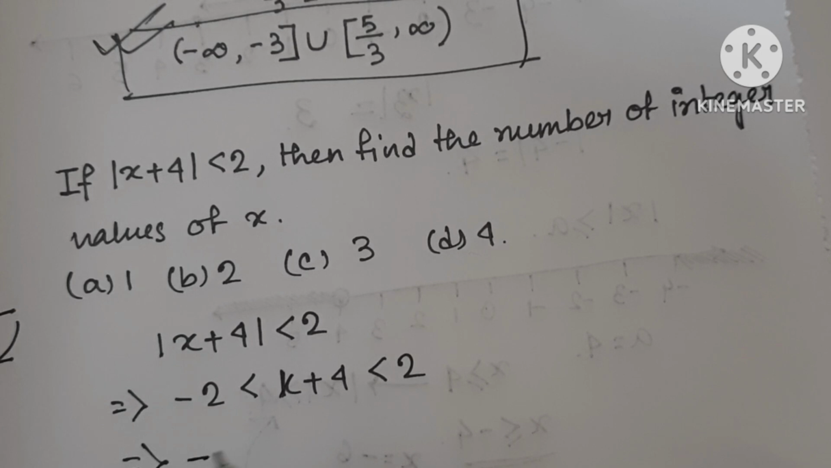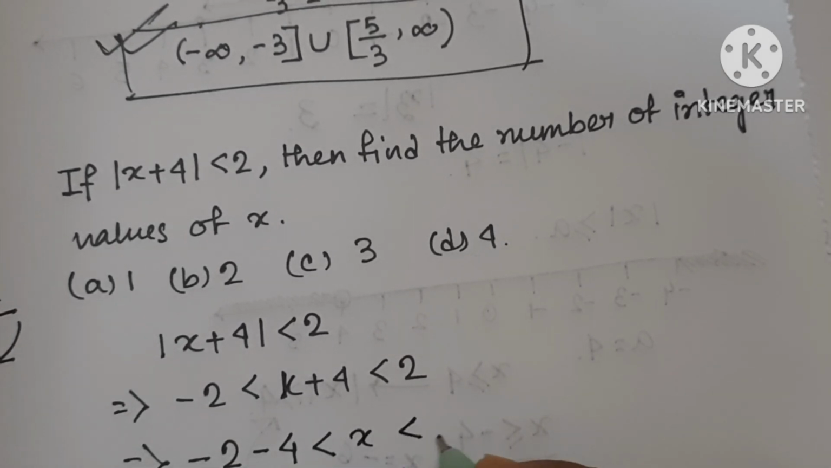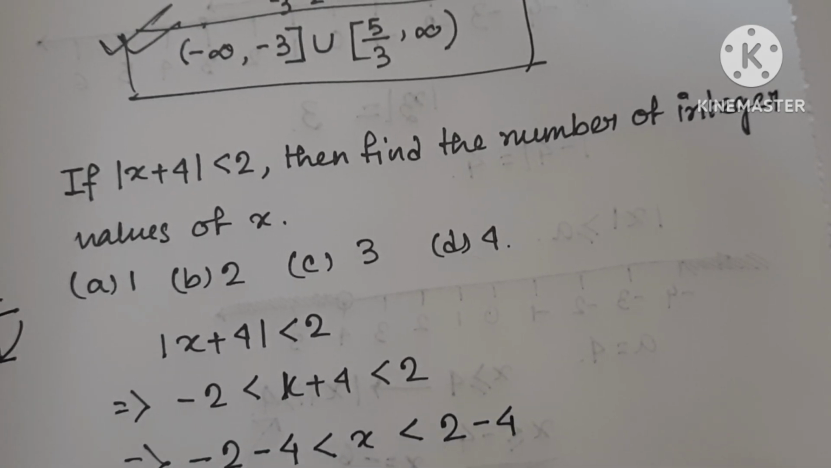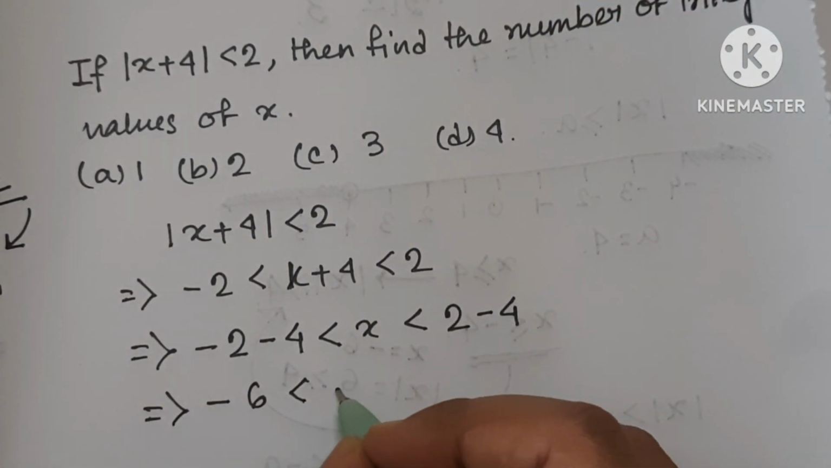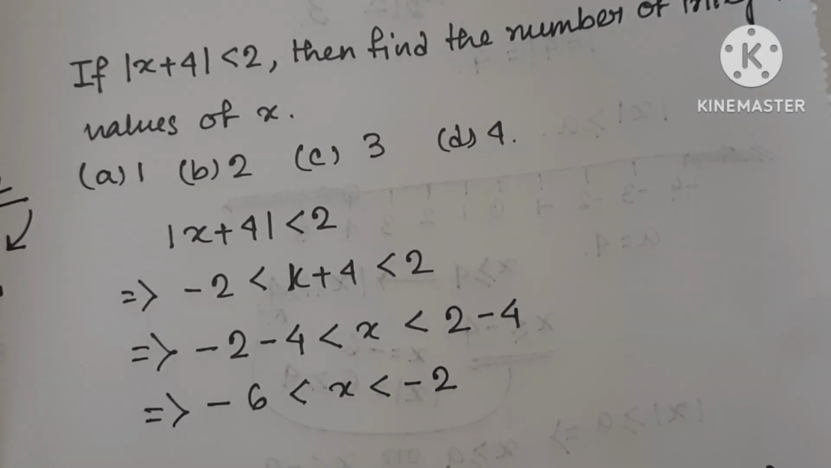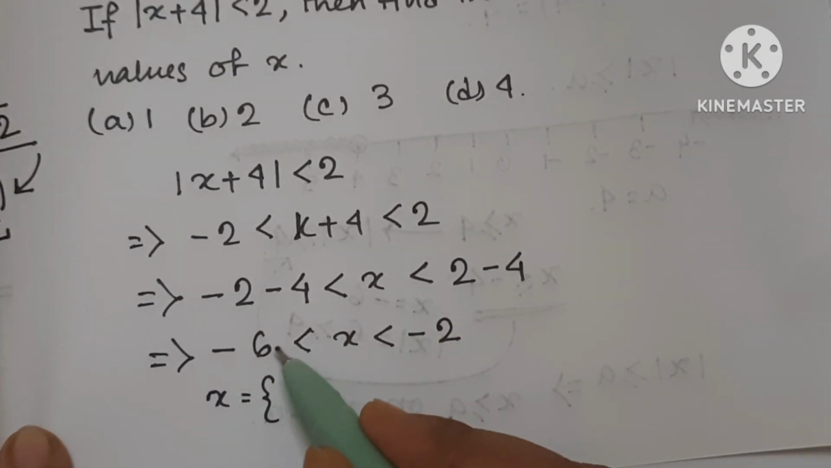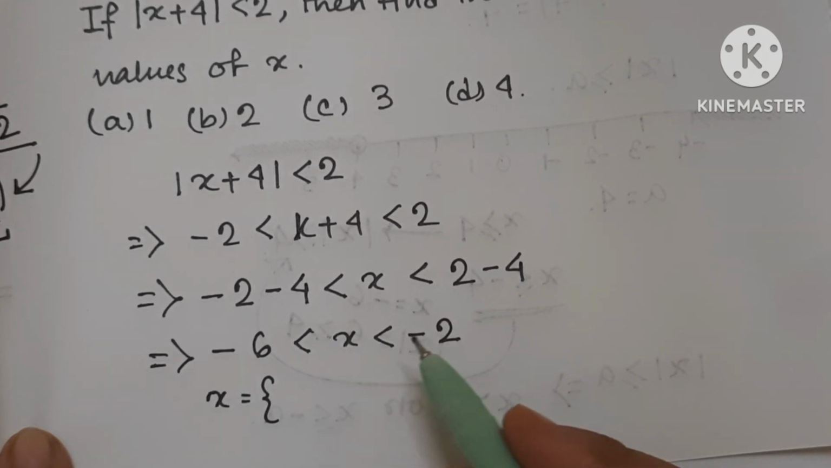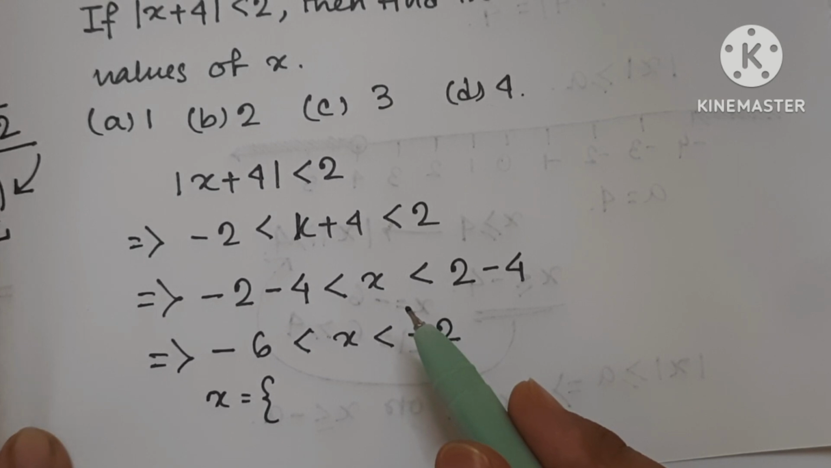And another: minus 4 less than x minus 4 less than 2 minus 4, so it will become minus 6 less than x less than minus 2. Now find the number of integer values of x. The solution set x belongs to greater than minus 6, and if you consider only the integers, see the question, in this question it is given that only integer values.